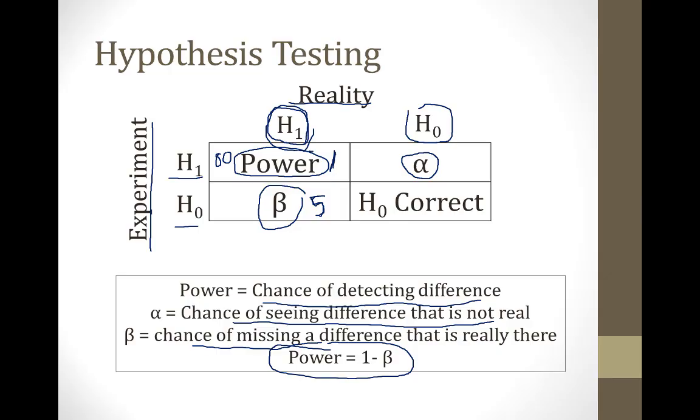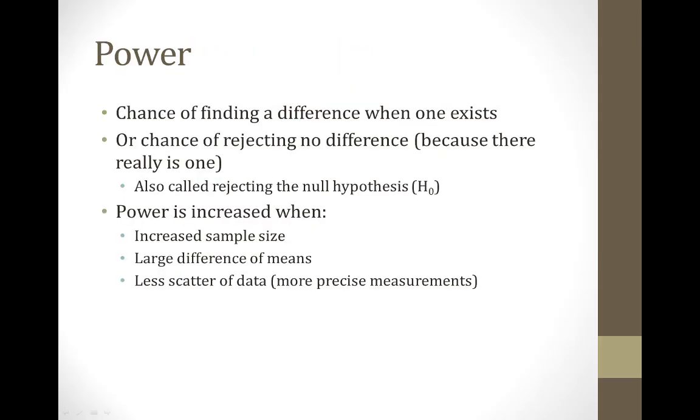So the power, or whatever is in this top left quadrant here, is always going to be equal to 1 minus whatever's in this bottom left quadrant here. But if you want to just memorize it, know that the power is equal to 1 minus the probability of finding a beta error. So let's talk about power in a little more detail.